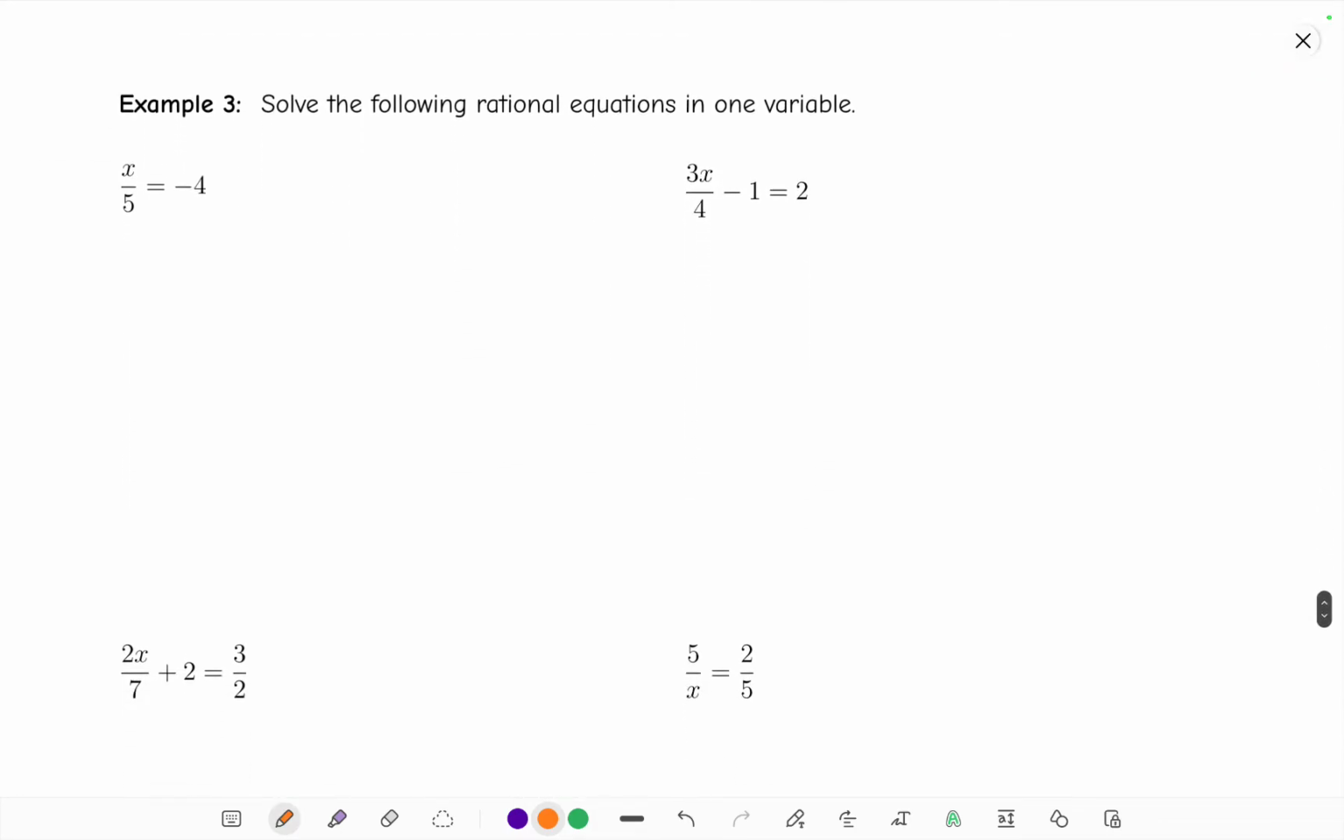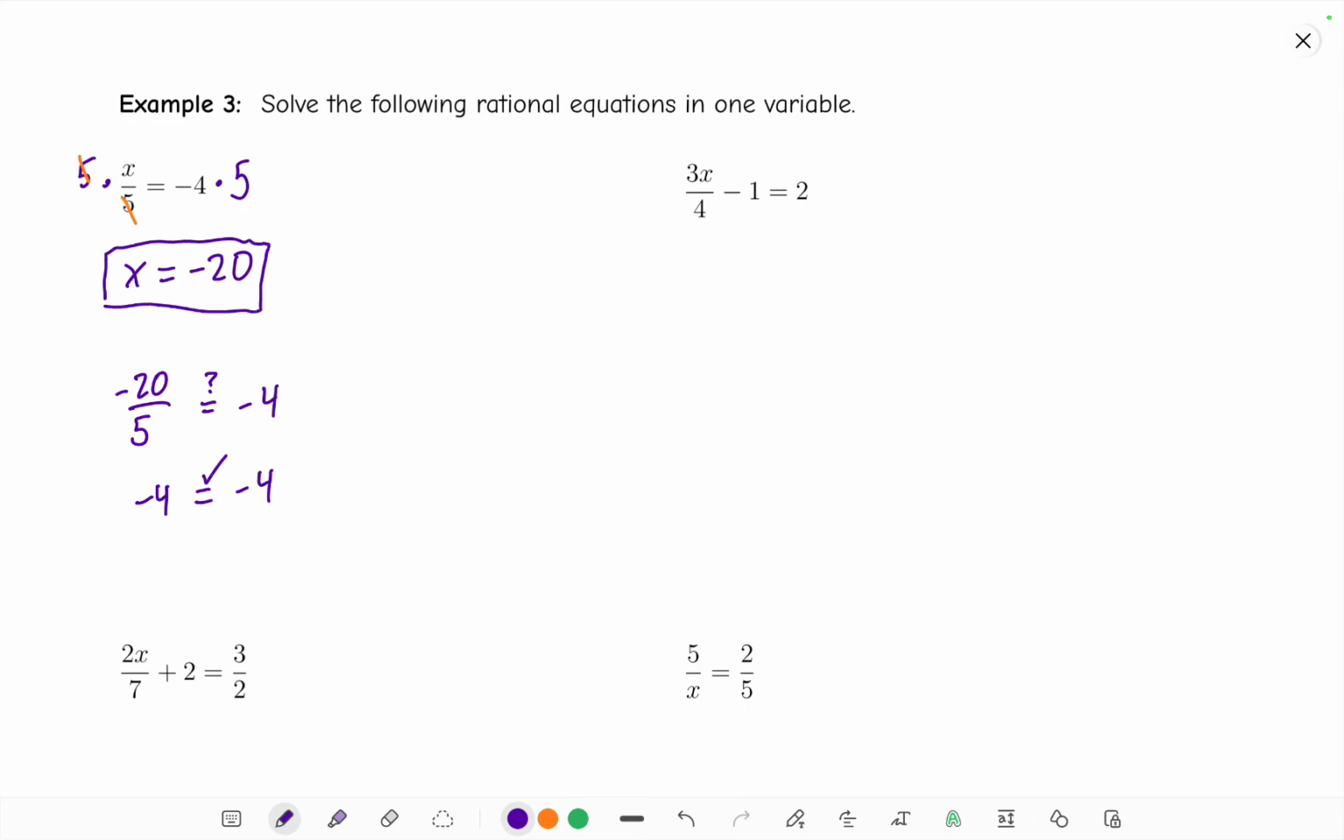Example 3. Solve the following rational equations in one variable. Well, there's only one denominator for the first one. It's 5, so I multiply both sides by 5. The 5 cancels out, and we're left with x equals negative 20. Plug negative 20 back in. Does that equal negative 4? Well, negative 20 divided by 4 is negative 4. So x equals negative 20 is a solution.